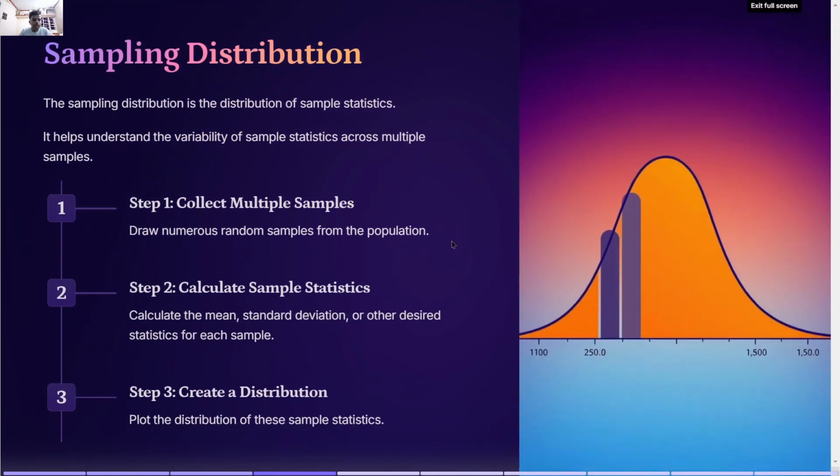Sampling distribution. The sampling distribution is the distribution of the sample statistics. It helps understand the variability of the sample statistics across multiple samples. Step 1, collect multiple samples. Draw numerous random samples from the population. Step 2, calculate sample statistics. Calculate the mean, standard deviation or other desired statistics for each sample. Step 3, create the distribution. Plot the distribution of these sample statistics.